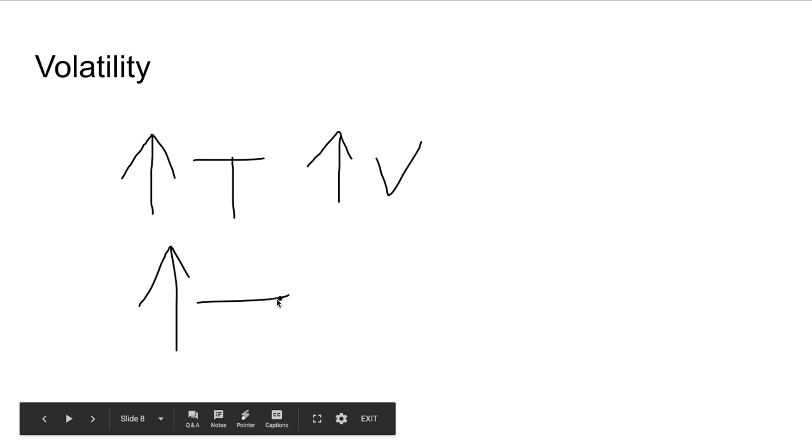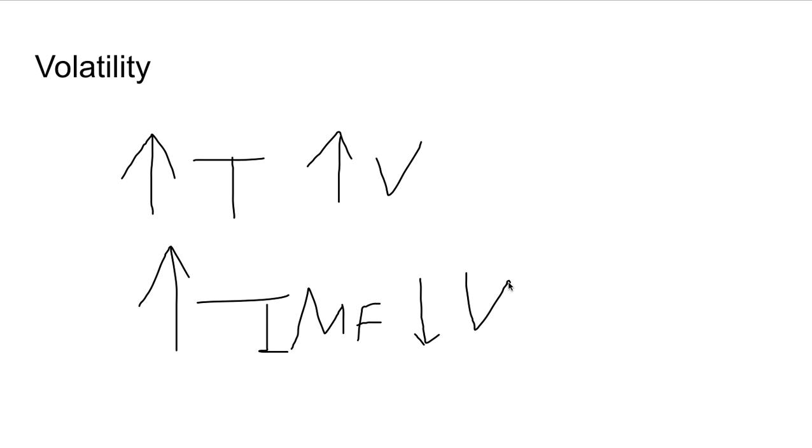So volatility. Volatility is how readily something evaporates. Okay. So something with high temperature will have a high volatility. Okay, and then something with strong intermolecular forces will have a lower volatility because the molecules will not want to evaporate very readily.